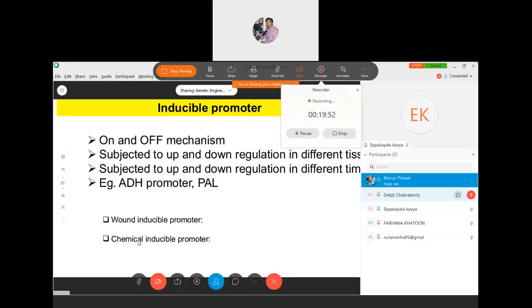So the inducible promoter is very important when you are working with genetic engineering. And there is advice that whenever you make any transgenic, try to use the inducible promoter. You don't want to express at all time points. So this promoter will save a lot of energy of your plant. So the inducible promoter is very important if we are working with transgenic technology.